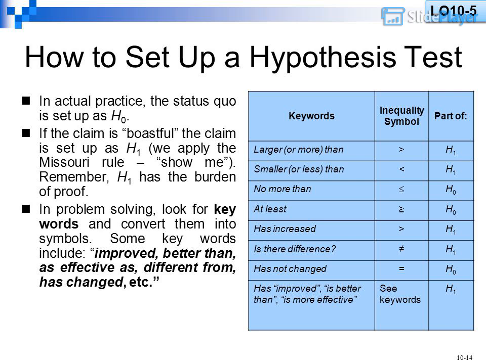LO 10.3, LO 10.5. How to set up a hypothesis test. In actual practice, the status quo is set up as H0. If the claim is boastful, the claim is set up as H1. We apply the Missouri rule, show me. Remember, H1 has the burden of proof. In problem solving, look for keywords and convert them into symbols.